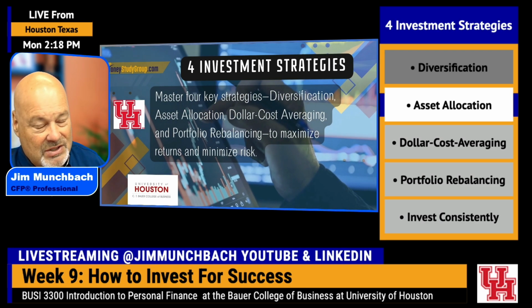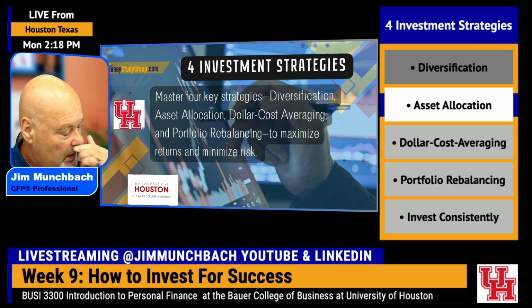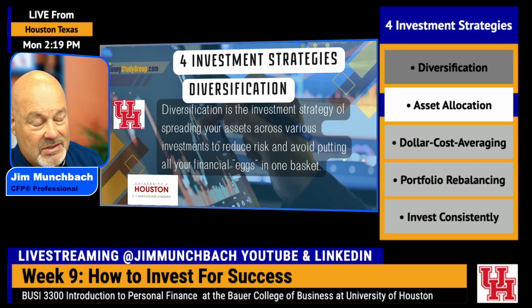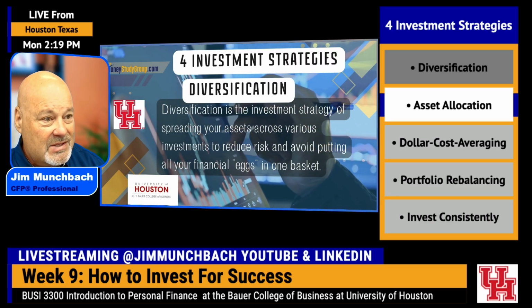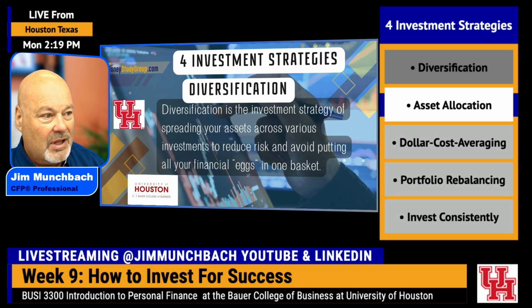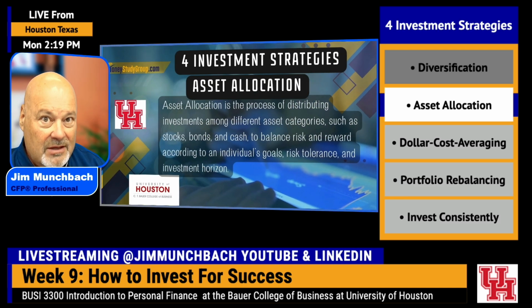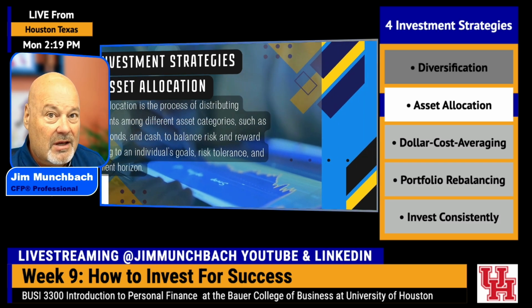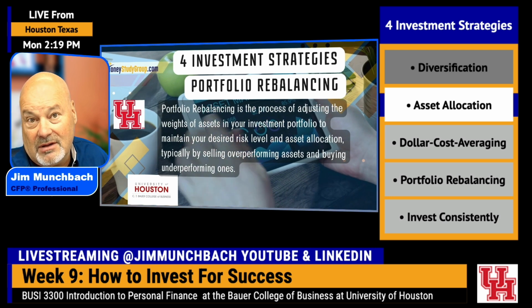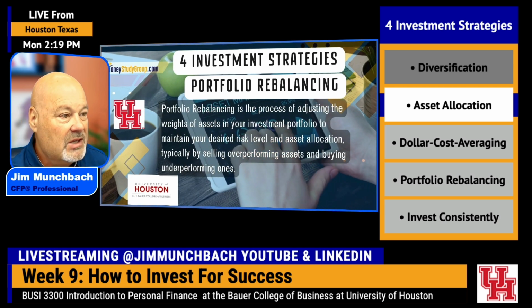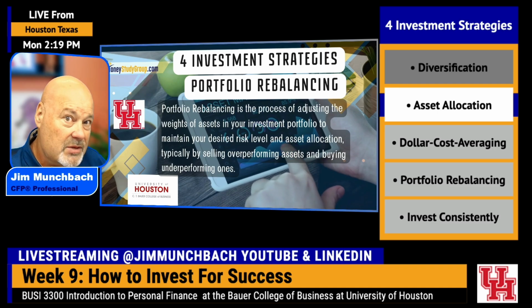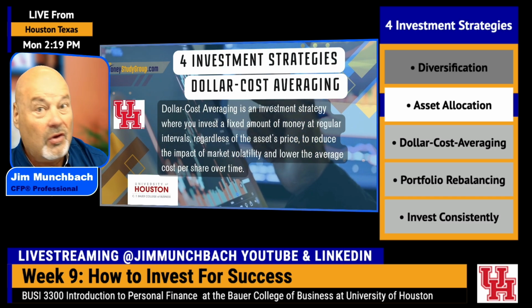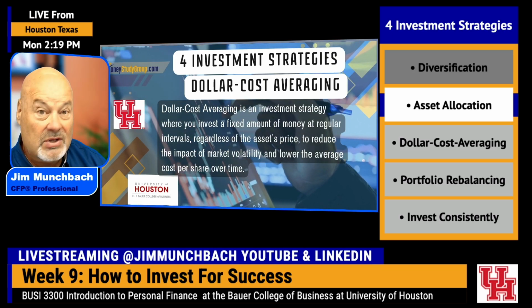Diversification is the first strategy. It's simple, basic, but it's important. Number two, the second investment strategy I'm going to teach you this week is asset allocation. Asset allocation is the most important determinant of your portfolio's returns, but you can't really do it unless you understand asset classes. It will determine more than anything what kind of returns you're going to get.